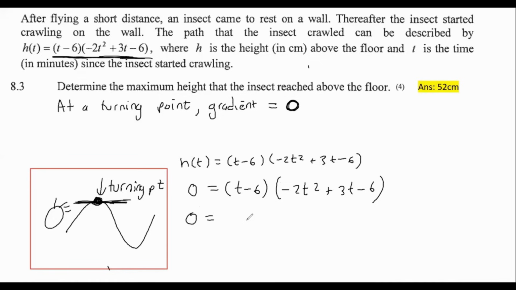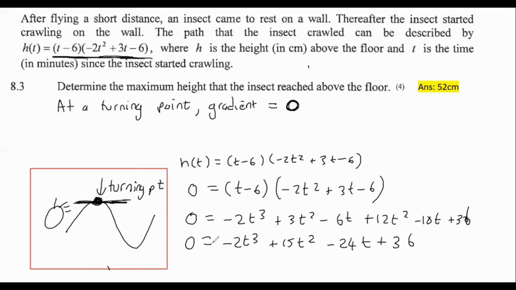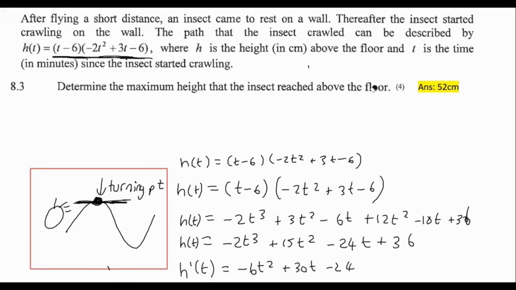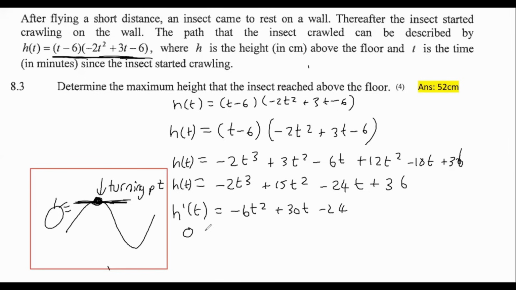Okay, so if we multiply it out now, you're going to get minus 2t cubed plus 3t squared minus 6t. I'm just busy multiplying out now. Easy stuff for you guys. Then I'm just going to simplify a little bit. There we go. Now I can go and take the first derivative, and that's going to give me minus 6t squared plus 30t minus 24. So we took the first derivative over here, and now we are going to make that equal to 0.